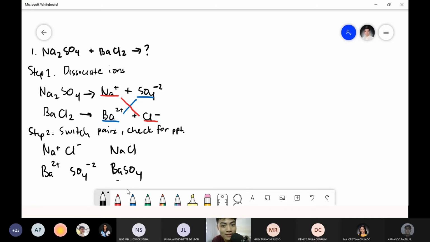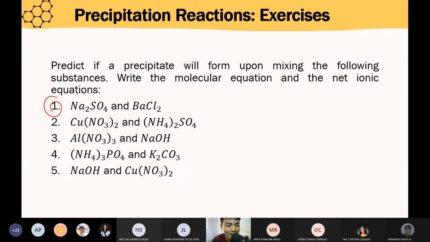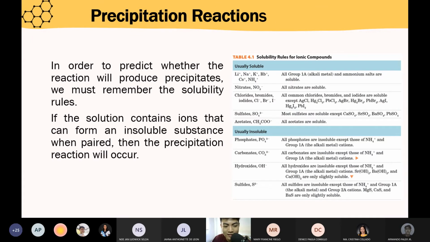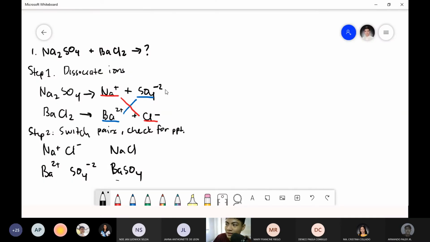Then the question is, may precipitate ba dyan? Okay. So, paano natin malalaman kung may precipitate? Ako, alam ko kung sino precipitate dyan kasi ilang araw ko na ito tinuturo. Okay. Pero, turo ko sa inyo paano. Mabalik ulit tayo sa table. Saan ba yan? Ito. So, ano yung products natin? Sabi natin, after we do the crisscross na switch partners, products natin ay NaCl and barium sulfate.